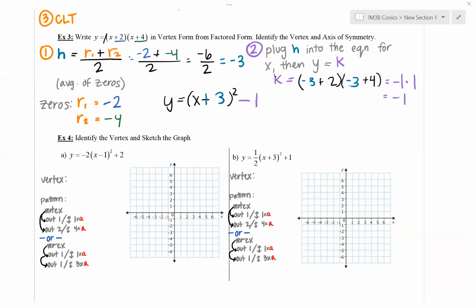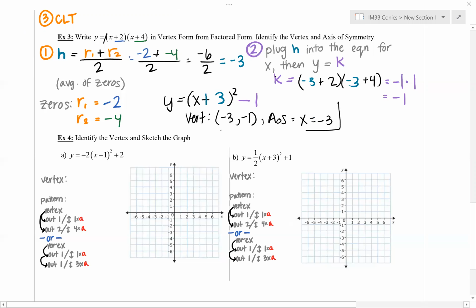Okay, so our h was -3, our k is -1, so that means our vertex is, that h is our x, k is our y. And then our axis of symmetry is x equals that -3.